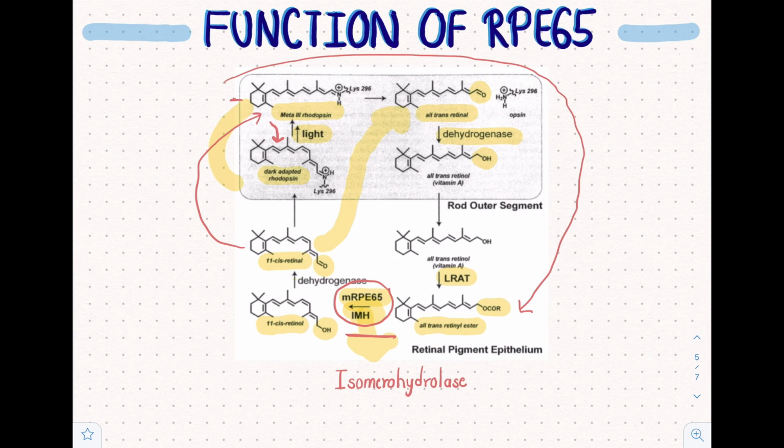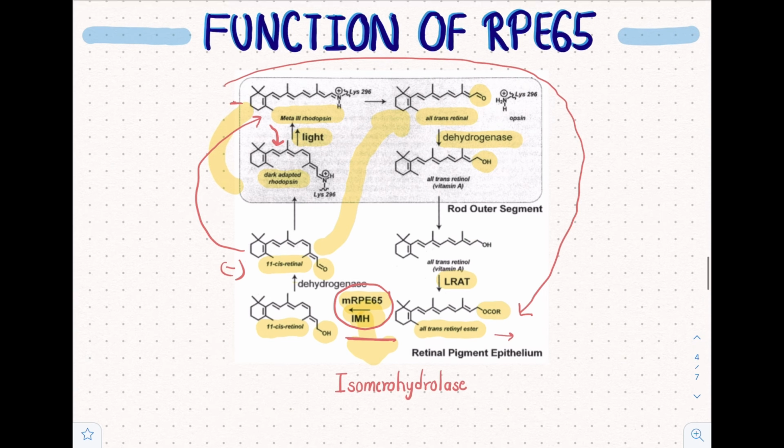And over time, as there's more and more ester accumulation and less 11-cis retinol reproduced, this situation is what causes slow degradation of the retina. In our case, that's what we are calling Leber congenital amaurosis.